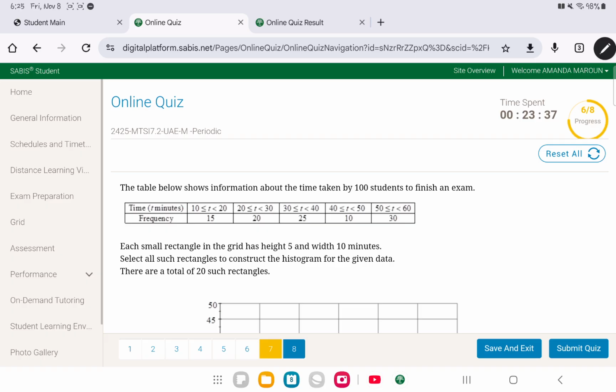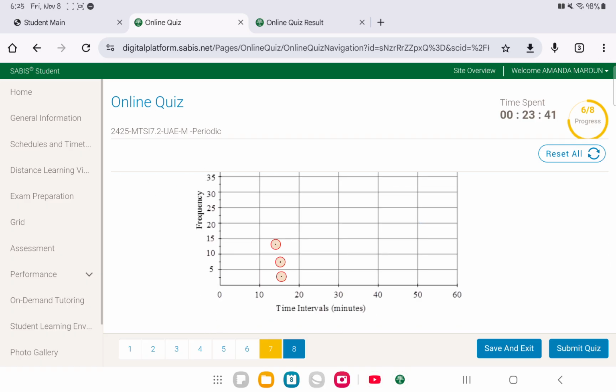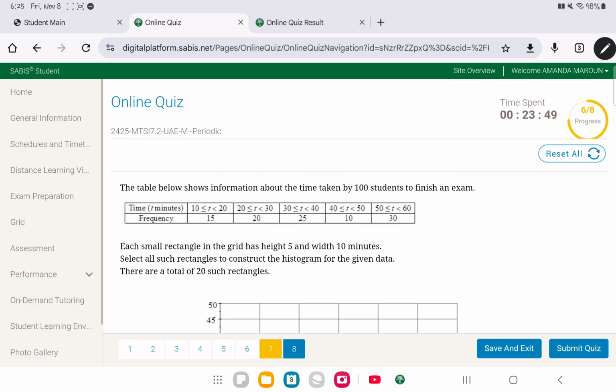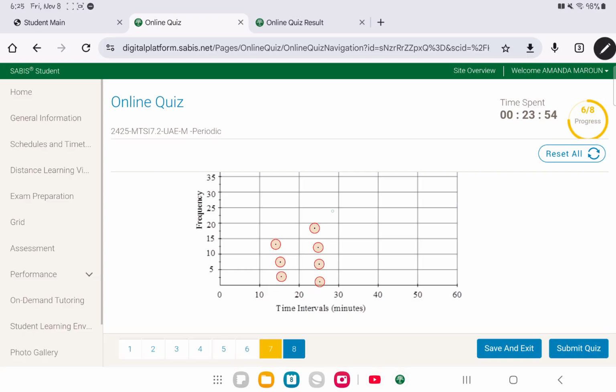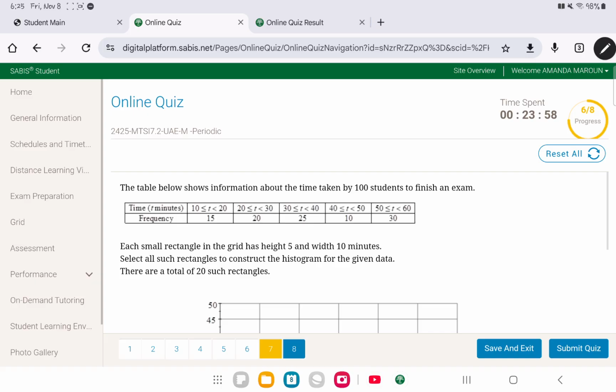Then we have a time interval from 20 to 30 and it has a frequency of 20. So we're going to go down again. From 20 to 30, we're going to check where's 20. 20 is here. So we're going to take 1, 2, 3, 4. We're going to go up again. From 30 to 40, we have a frequency of 25. So where does 25 stop here? So 1, 2, 3, 4, 5. Then we go up again.